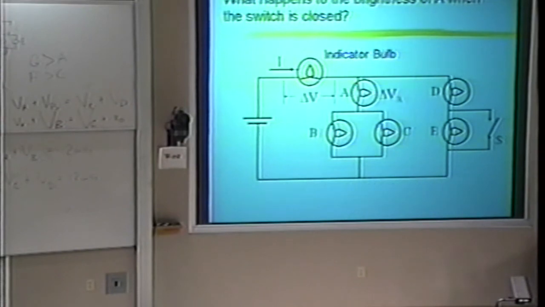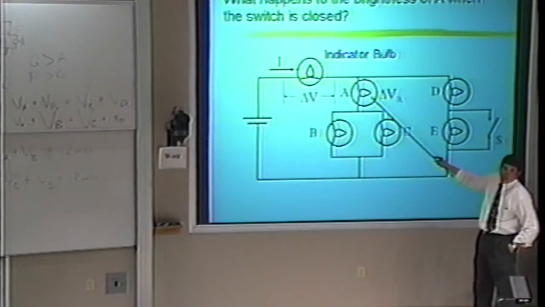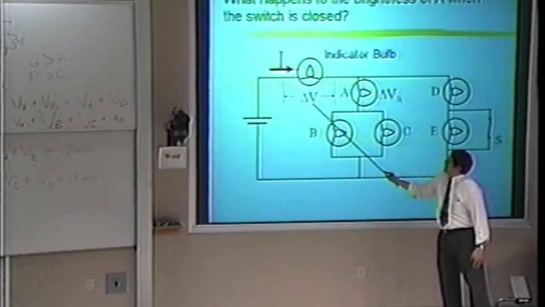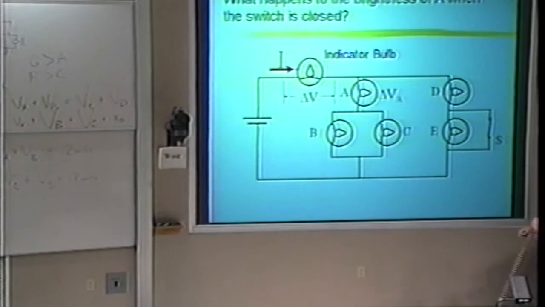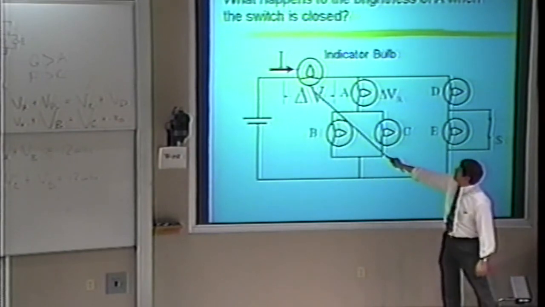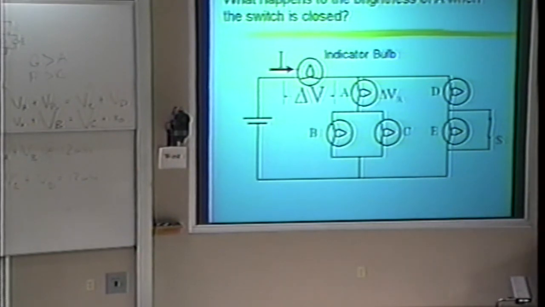We found last time that we were not able to predict what would happen to the brightness of bulb A when we close this switch. Now let's do it with the voltage model. I close that switch, what happens to the current through the battery? Yeah, it goes up. And that means the current through the indicator bulb has to get bigger. Now if that gets bigger and the bulb gets brighter, what happens to this voltage here? Gets bigger, brighter bulb, more volts. It's a zero-sum game. This voltage plus this voltage have to add up to 12. So if this one just got bigger, what happened to A and B? Got smaller. So A and B are going to get smaller. A gets dimmer.